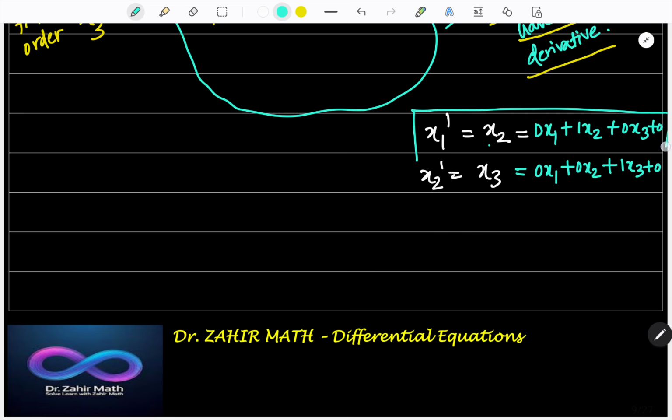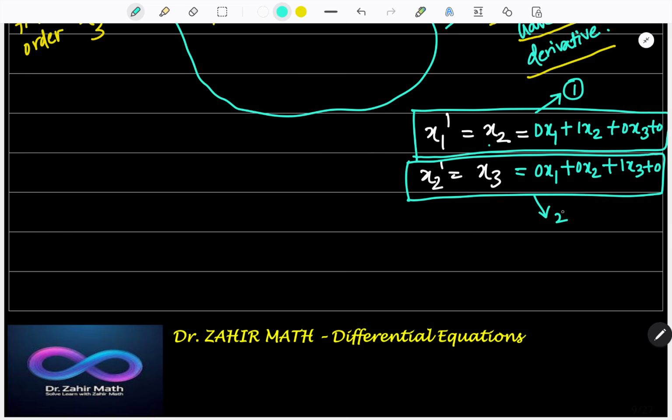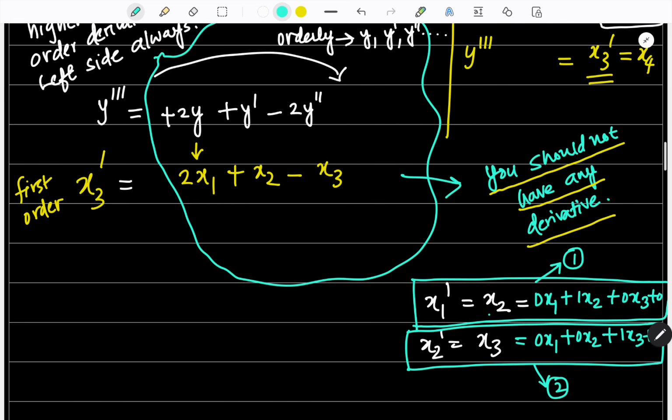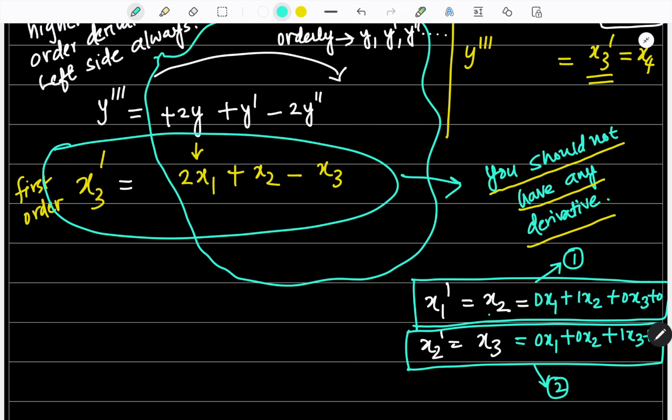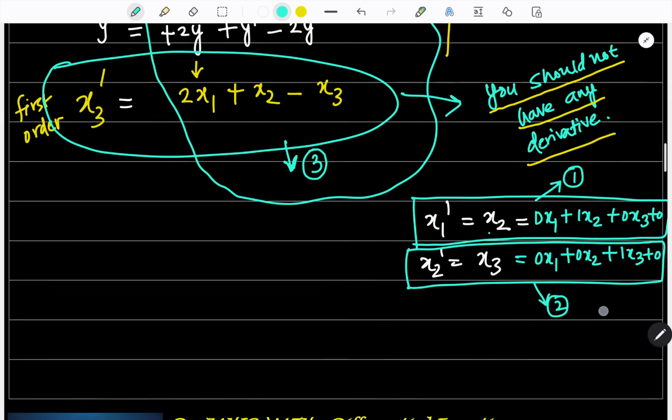So let me call this equation number 1, right? And let me call this equation number 2. And let me call this equation number 3. Okay. So equation 1, equation 2, equation 3. Now what is my job? My job is to write in a matrix model, right?